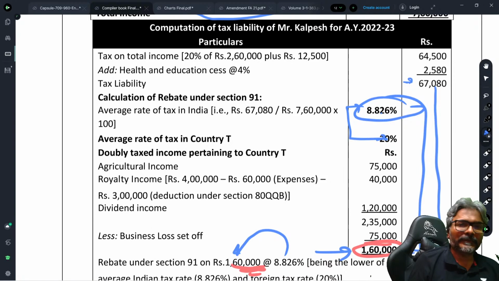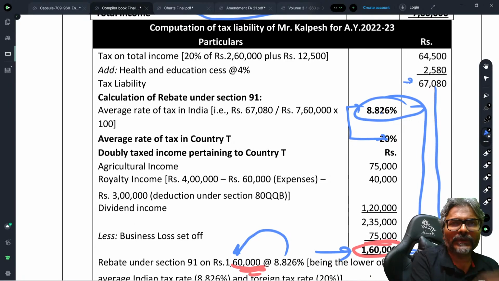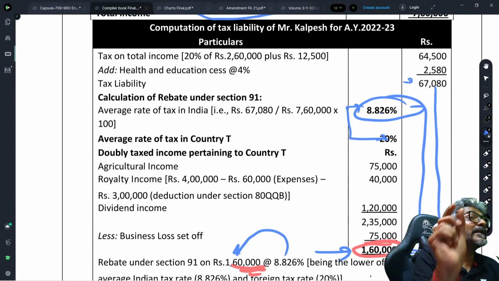Did you all get this one? Students, I hope every one of you is clear with this point now. You have to do the calculation for each source if the rate of tax for each source is different.